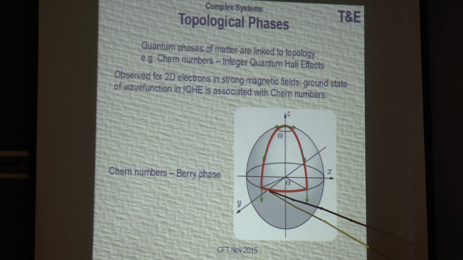transport on a sphere. We know that if we let a vector be transported along a closed loop, the vector which we obtain at the end is not parallel to the initial vector. The difference between them is proportional to the solid angle behind this loop here, and this in turn is related to the Chern numbers. This kind of effect can be observed for two-dimensional electrons with strong magnetic fields. Their ground state wave function is numbered by these Chern numbers.